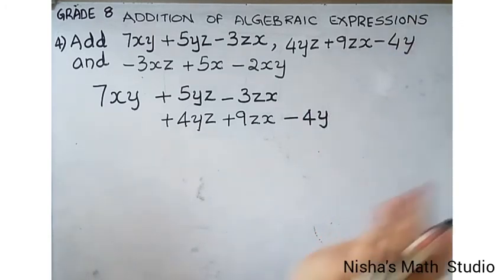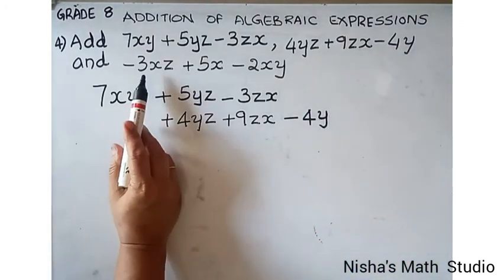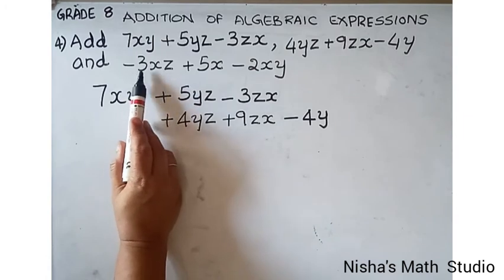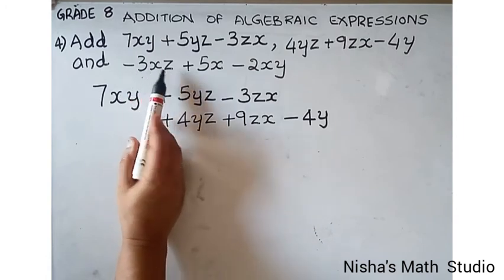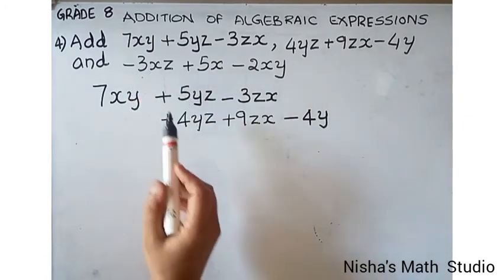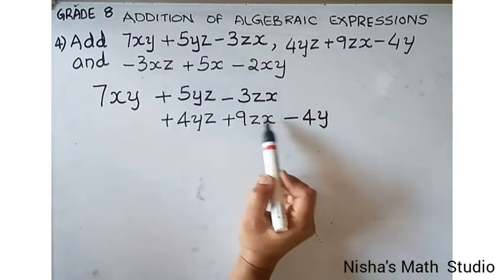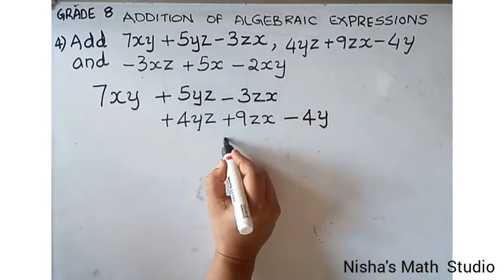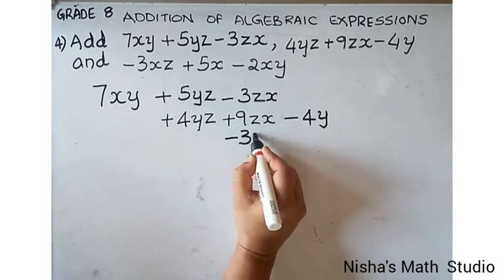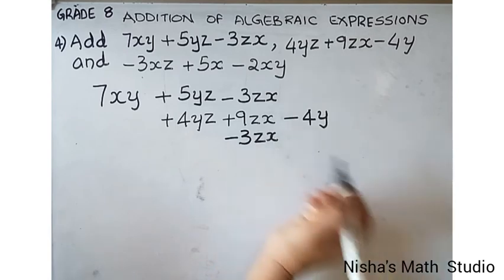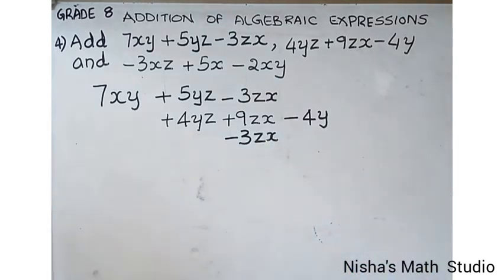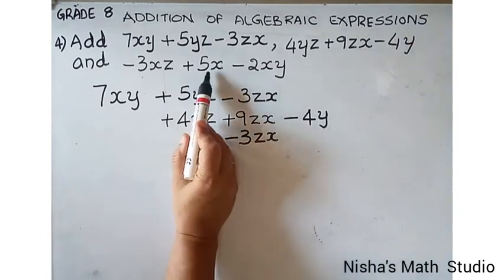So we are finished with the second expression. The third expression is minus 3xz. Again, as I told you in the previous example, xz is same as zx. So this will come under this minus 3. Either I write it as xz or as zx. It is the same. Then you have 5x.